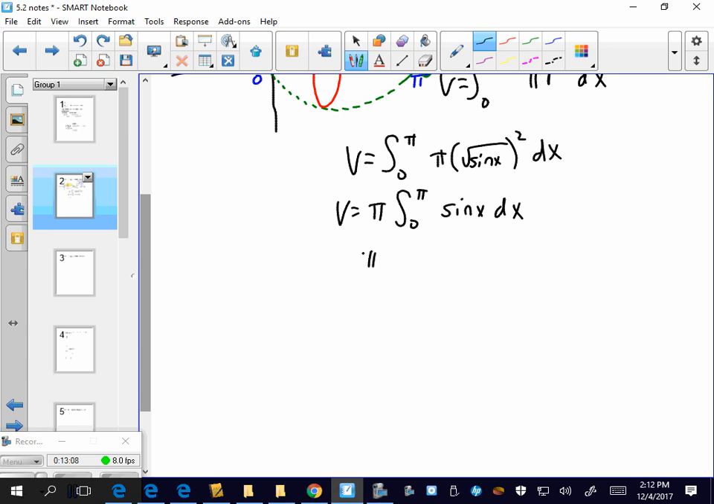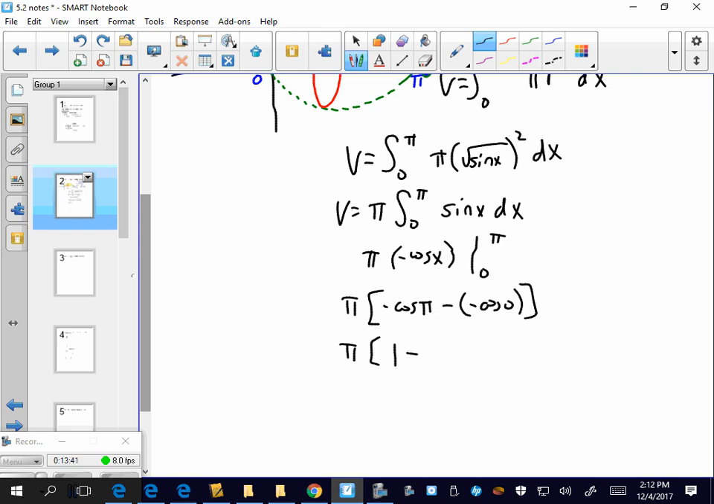So I'm going to get pi. The antiderivative of sine of x is negative cosine x, and we'll evaluate that from 0 to pi. So the pi is a constant, I can keep that out front. If I plug in pi, I get negative cosine pi. Minus, if I plug in 0, we get negative cosine 0. And then we just have to simplify. So that'll be pi. Negative cosine of pi is negative 1, so that becomes positive 1. Minus cosine of 0 is 1, so that's negative 1, but that's a negative 1, so really that becomes 1 plus 1.